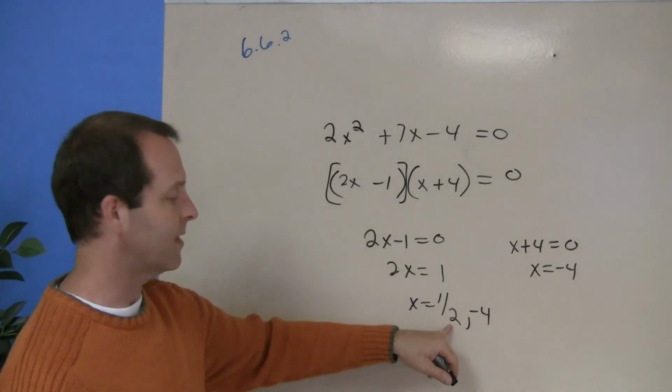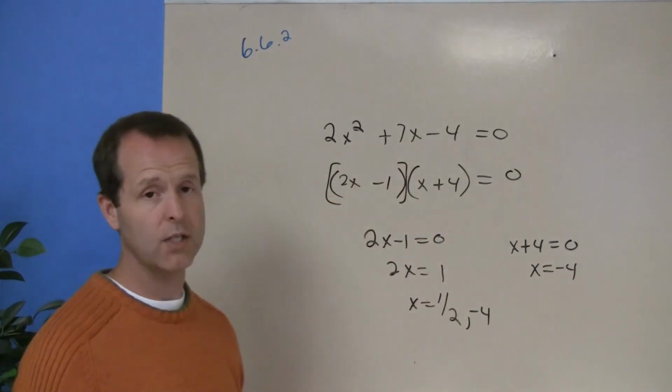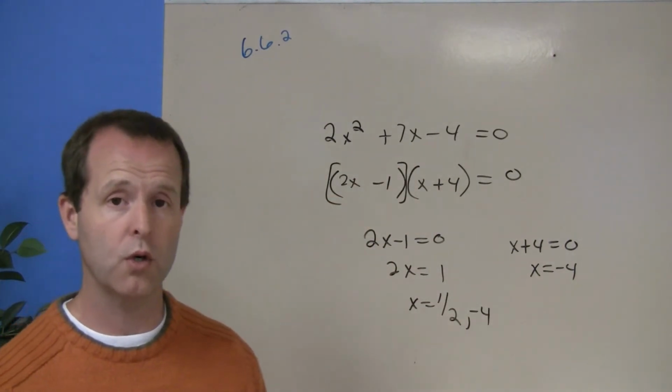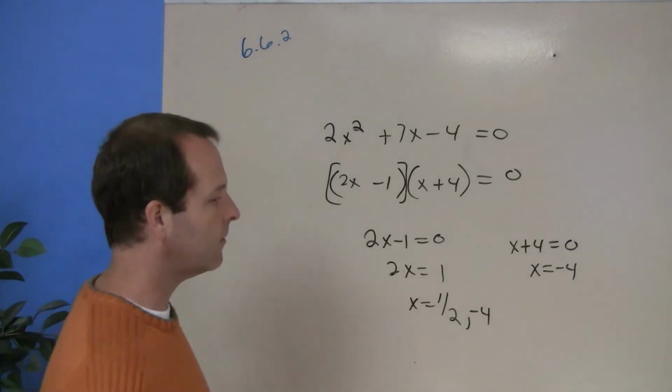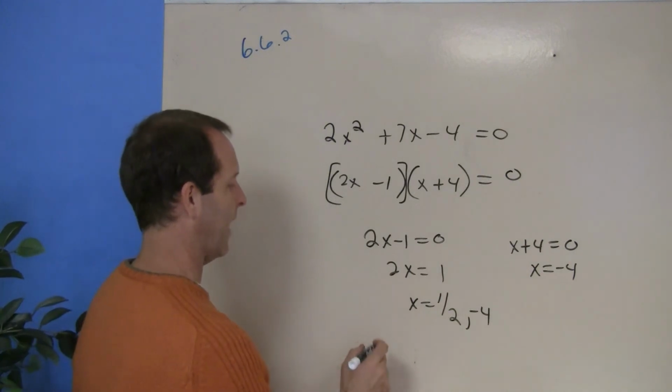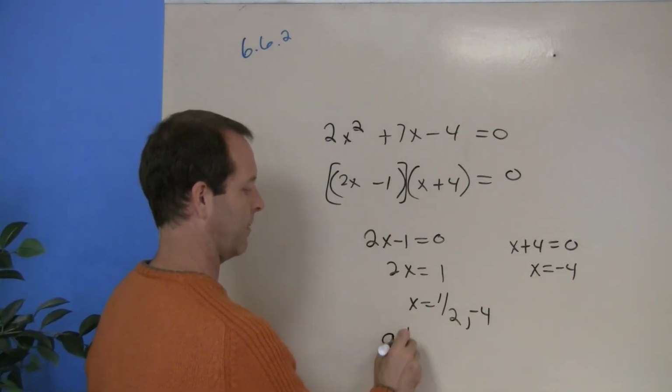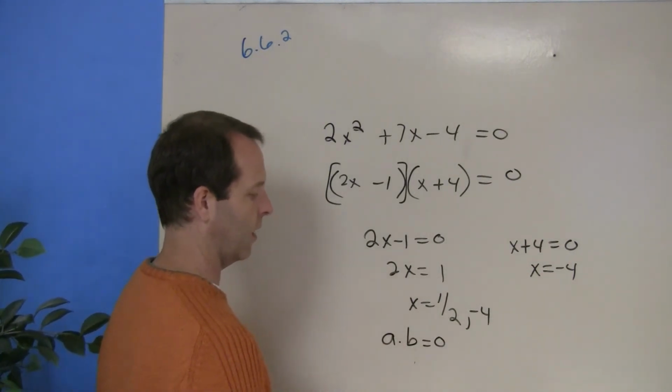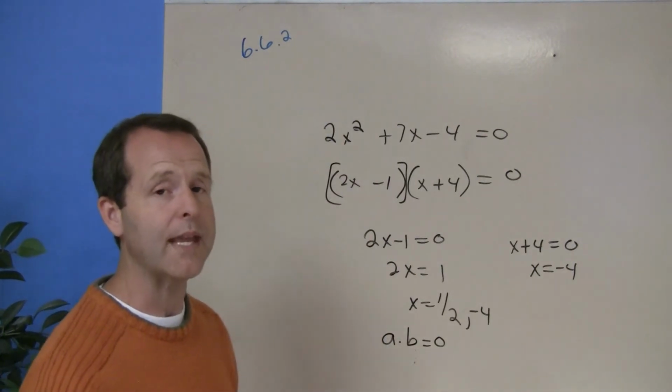And it's always prudent to take my solutions and plug them back into the equation to check that they were true or if I made a mistake. This process is called the zero product principle, basically saying that if I have a factor a times a factor b and it's equal to 0, then either a equals 0 or b equals 0.